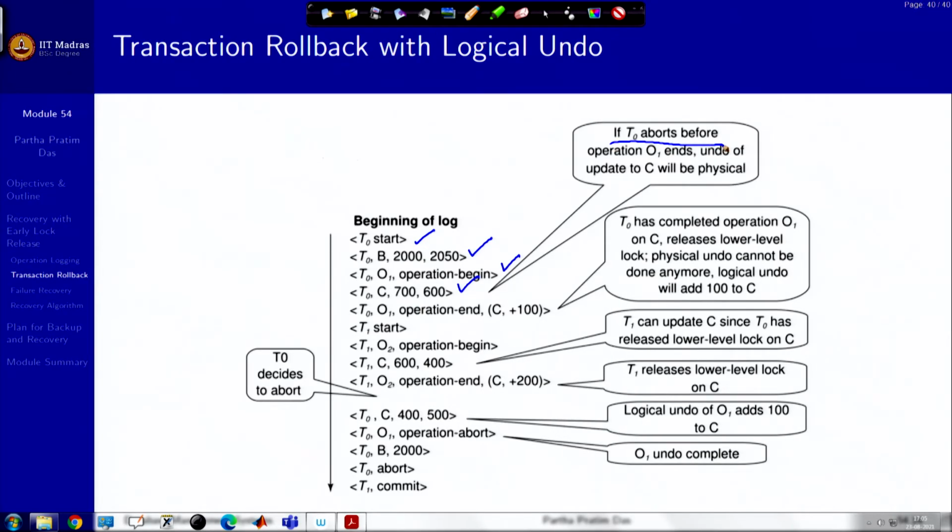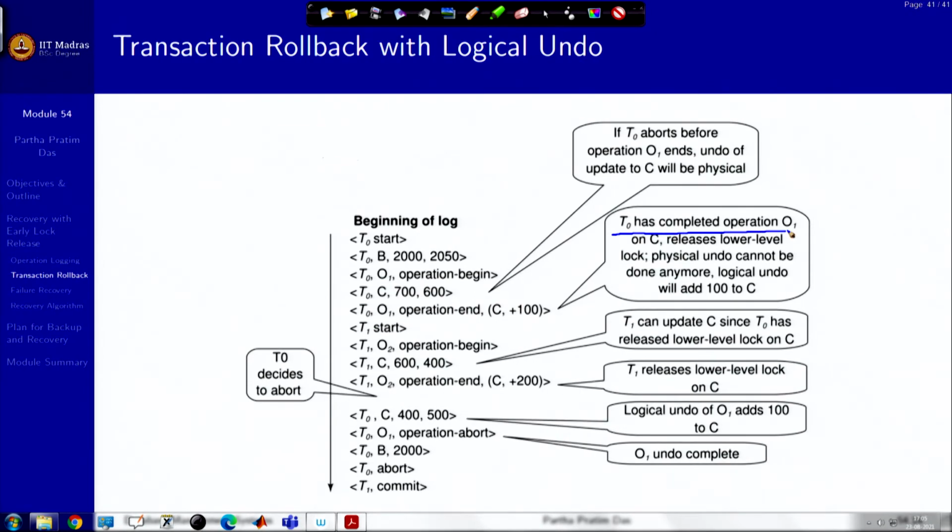So, if T0 aborts before operation O1 ends, this begin. Update of C will be physical, right. So, for doing this, you write operation end and you write an undoing operation. Why? This is C plus 100, because here you have changed C from 700 to 600, right. So, if you have to undo that logically, then you will have to add 100 to C. So, you write down that.